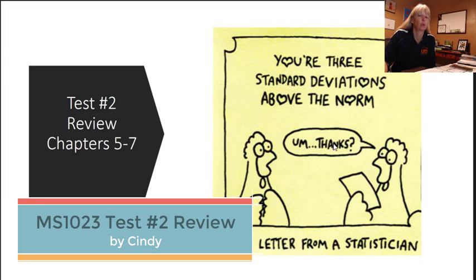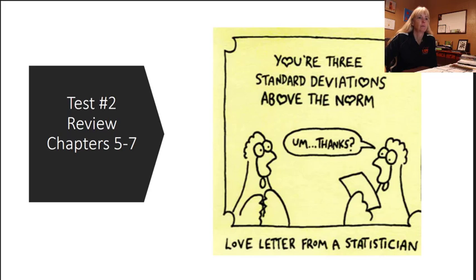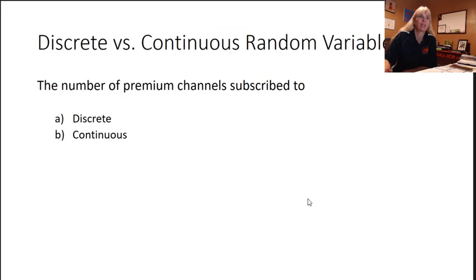Okay, let's look and see what you need to know for test number 2, dos. So review through chapters 5 through 7. Certainly you need to know the difference between a discrete or a continuous random variable. Why? Because I said so. No, because you need to know if you would use the discrete probability distribution or the continuous.